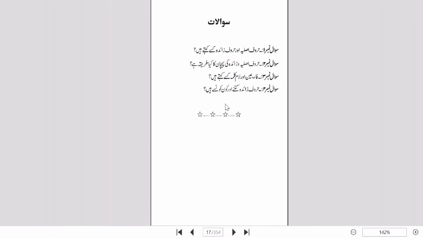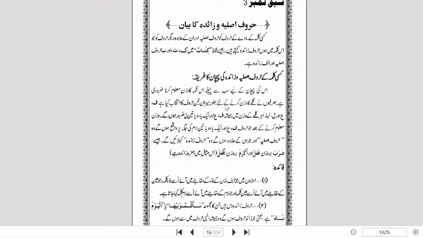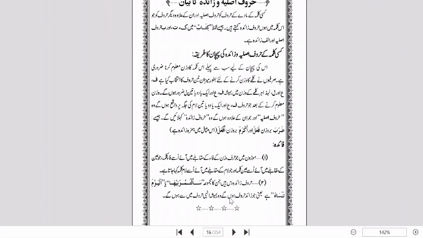And question number 4, how many and which are the Huroof Zaidah? So how many and what are the Huroof Zaidah? This bottom part here mentions the Majmu'ah, Sa'altumuniha, or you can say Al-Yawma Tansahu.